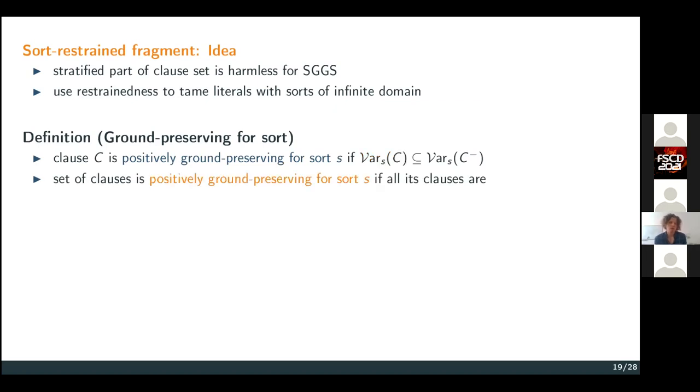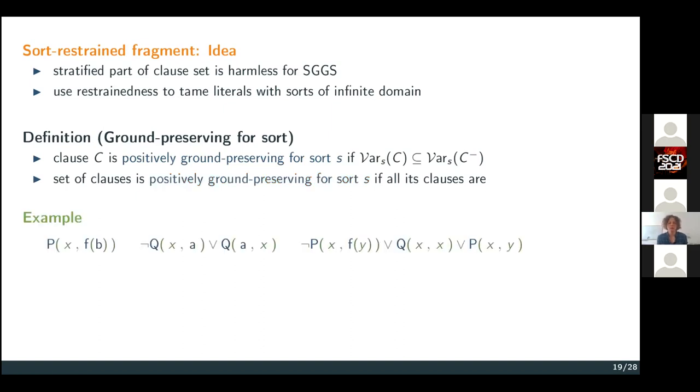And this definition can, of course, also be considered for an entire set of clauses. So a set of clauses is positively ground preserving if all its clauses are so. So if we consider this example, we have three clauses. And if we look at the first clause, then it can be seen that this clause is not restrained. So also the clause set is not restrained because there is a variable in this atom, which forms a unit clause, and so it cannot be controlled by restrainedness because it's not ground preserving.